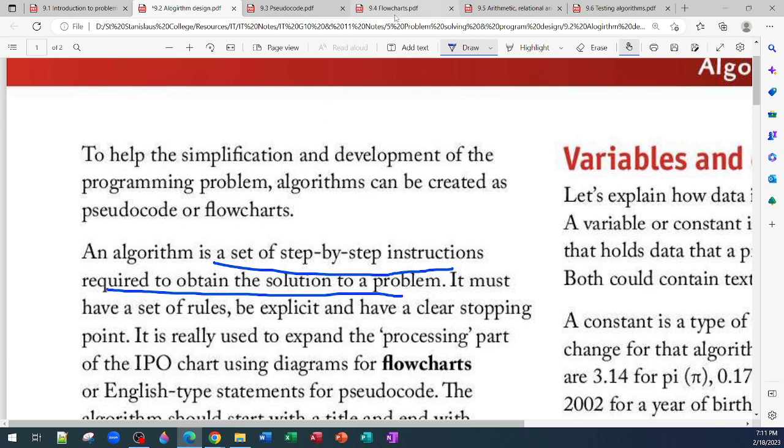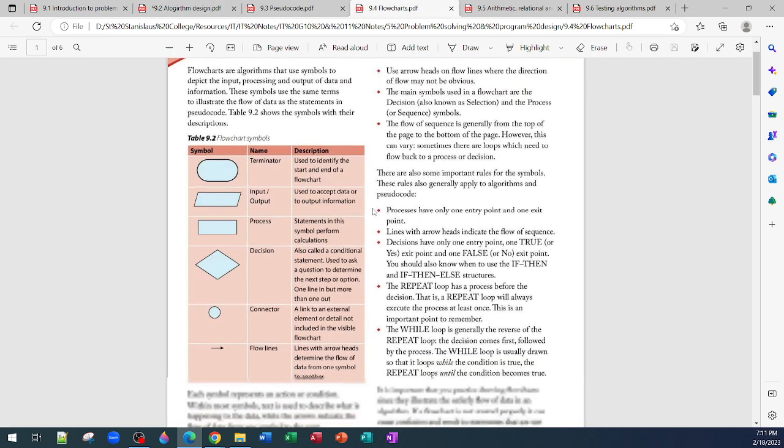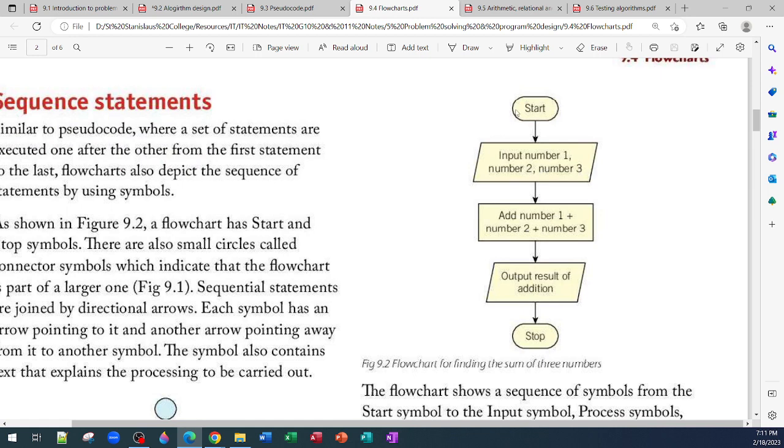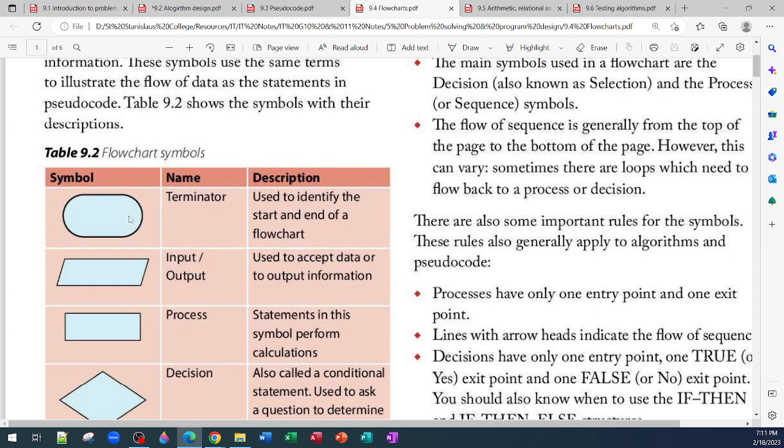The pseudocode is in English form, whereas your flowchart is in a diagram form. So as you can see with these examples here, we're basically not seeing sentences, but we're seeing more of shapes. We have to memorize what each shape represents. An oval is a terminator indicating start and stop. So you guys should remember from your pseudocode, you had a start or a begin, and you had an end or a stop.